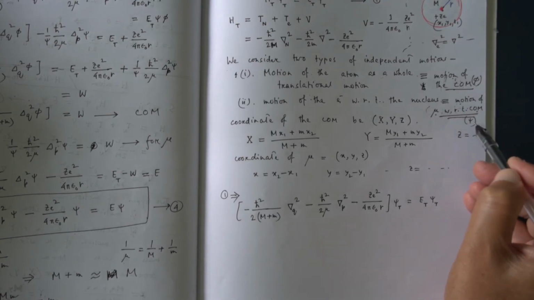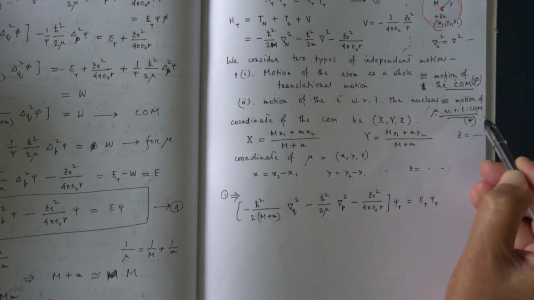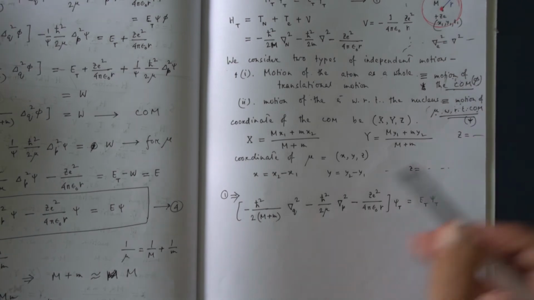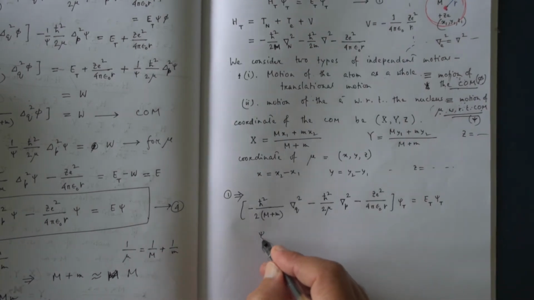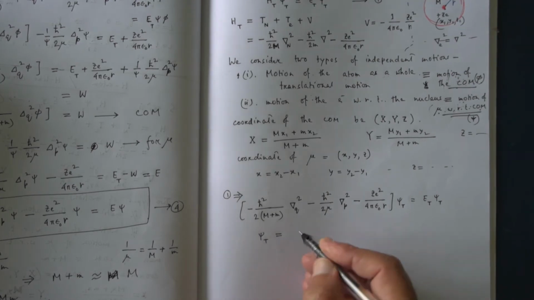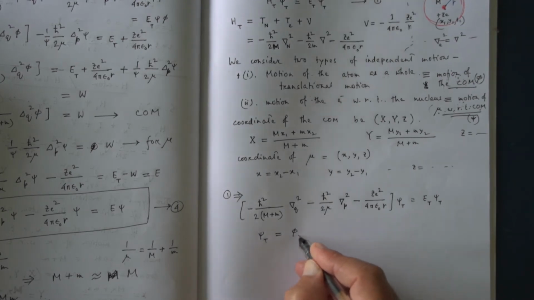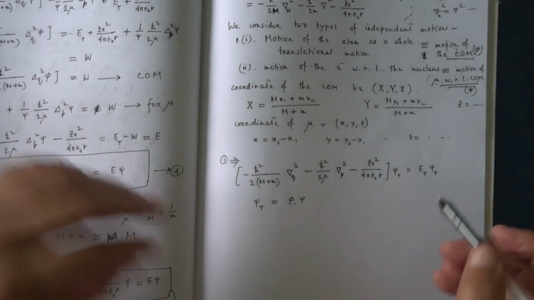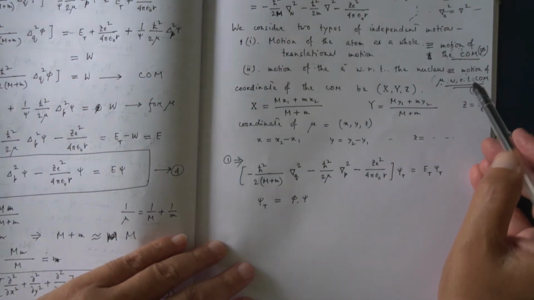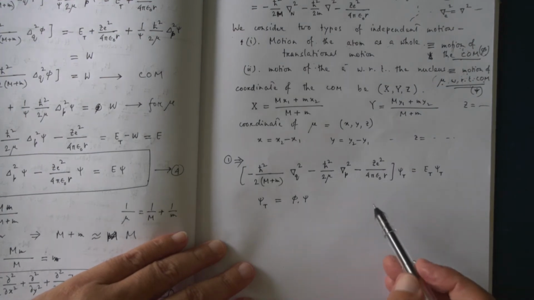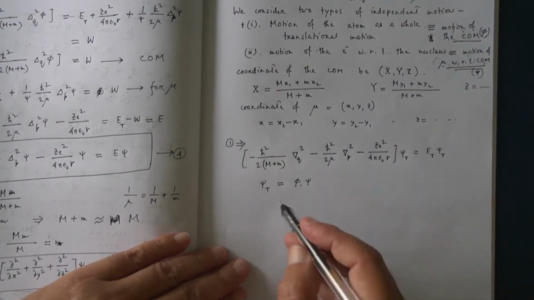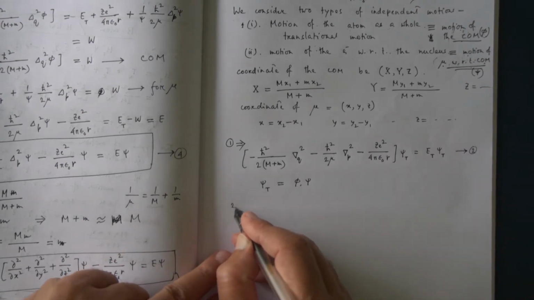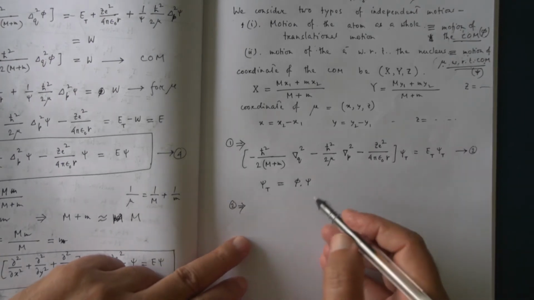For mu, the wave function is, say, psi. Now they are independent, so psi t we can write as phi into psi, because now they are independent, so this psi t can be written like this. This is equation number 2. So from 2 we can write it like this.